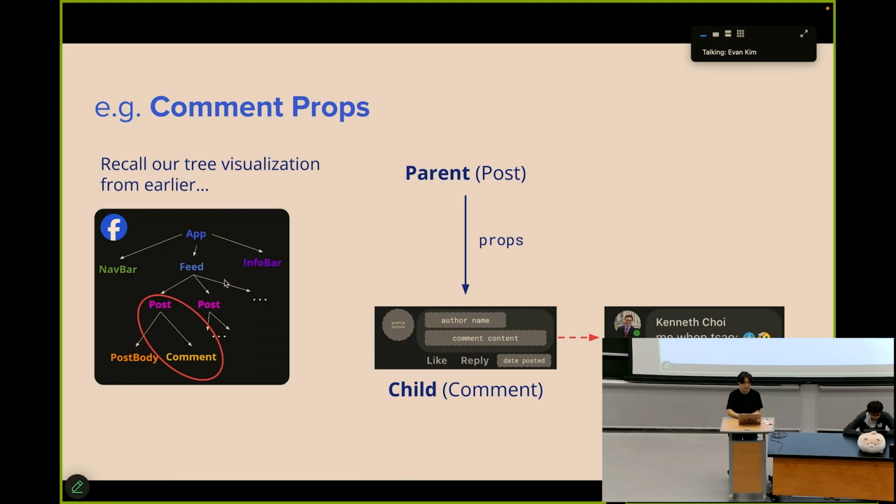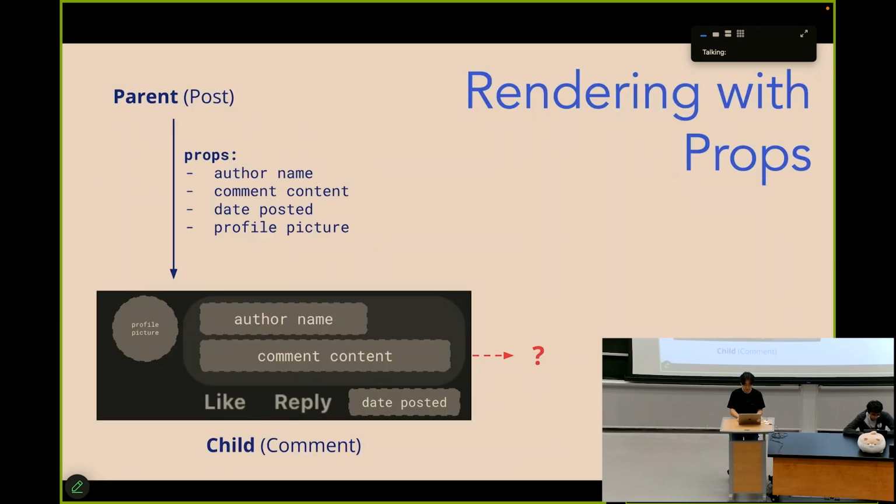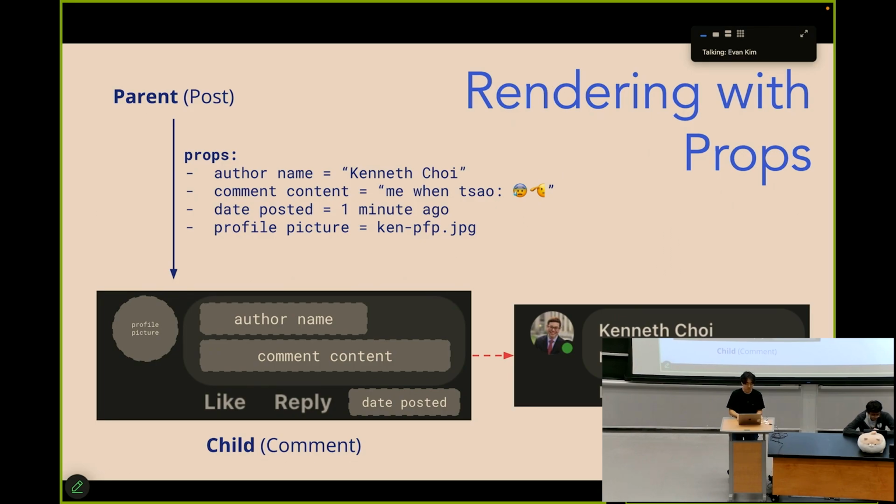So in this structure where we have post, which depends on comments, we call the one where the arrow starts the parent, and the one where the arrow ends the child. Props are passed from the parent to the child, indicating what they want the child to render. So when you add in the props of Kenny Choi and the comment, and then posted a minute ago, then you can render the comment that you want.